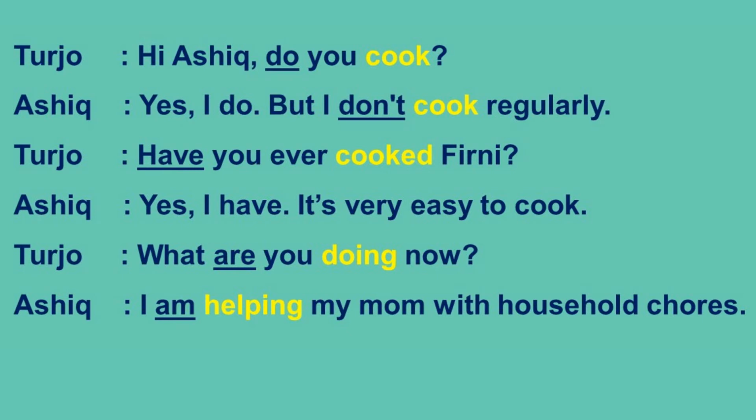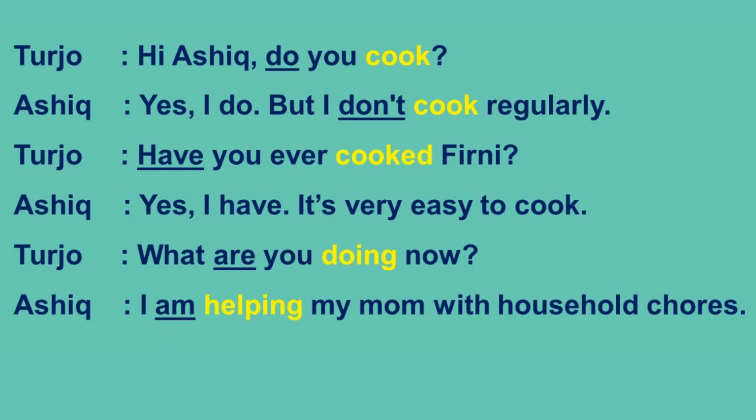Look at the fifth line. Turjo: What are you doing now? Here the underlined auxiliary verb are has come before the main verb doing and has helped it become interrogative and continuous tense. Here the auxiliary verb are has no meaning of its own. It has just helped the main verb become interrogative and continuous tense.